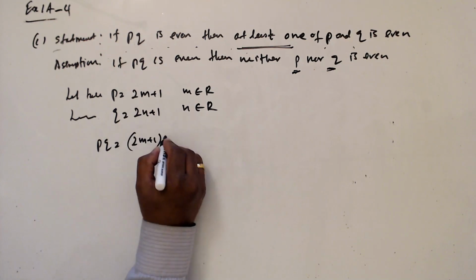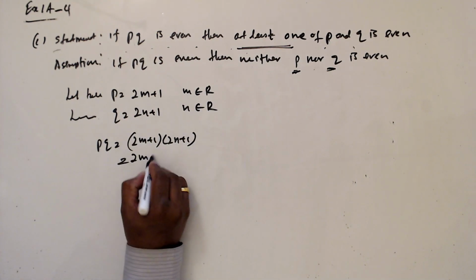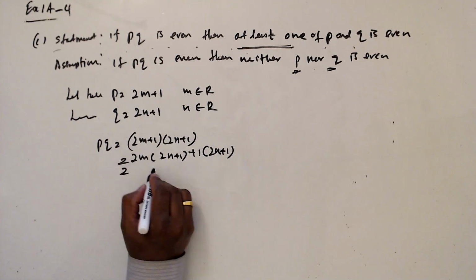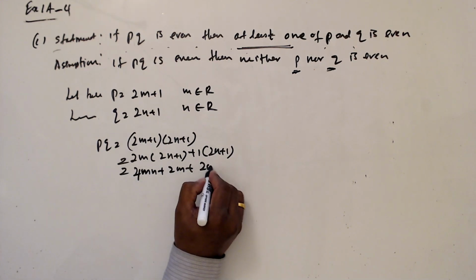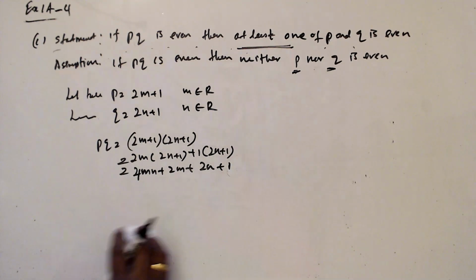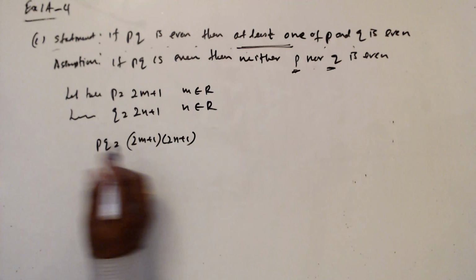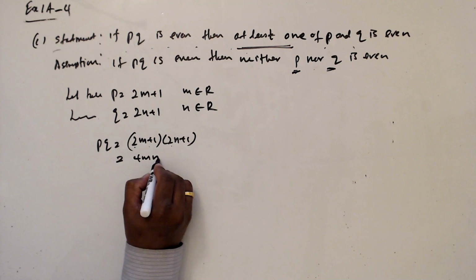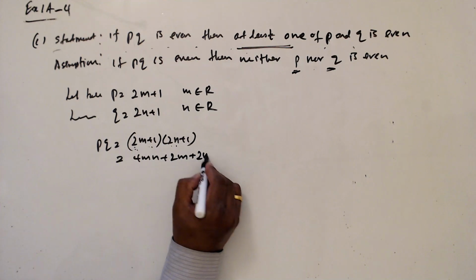2m plus 1 times 2n plus 1. When you multiply, 2m times 2n plus 1, and plus 1 times 2n plus 1. So 4mn plus 2m plus 2n plus 1. I use this chance to explain something. So now I can do this one by looking at this one. 2m times 2, this is 4mn, then 2m, 2 times m, 2m, then 1 times 2n plus 1.